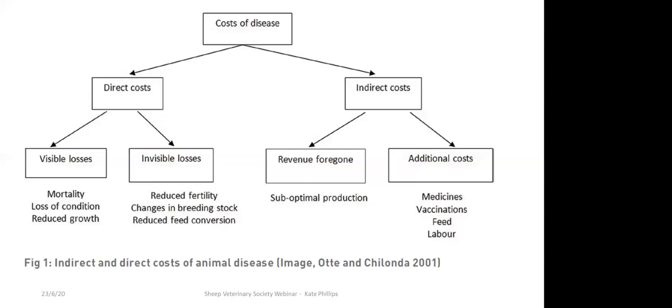The invisible losses: reduced fertility. It's not that invisible with our scanning percentages, and certainly invisible losses maybe in terms of reduced feed conversion. Indirect costs, we are looking generally at suboptimal production. We can't see it particularly, but actually everything is just not working as it should. And then we've got additional costs of disease in terms of how much the farmer needs to spend on medicines, vaccinations, more feed and more labour. So that hopefully describes the sort of things you need to be thinking about when you're looking at how much a disease is costing an individual farmer.